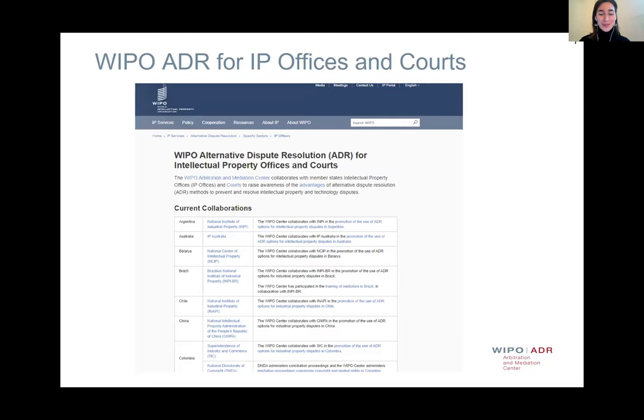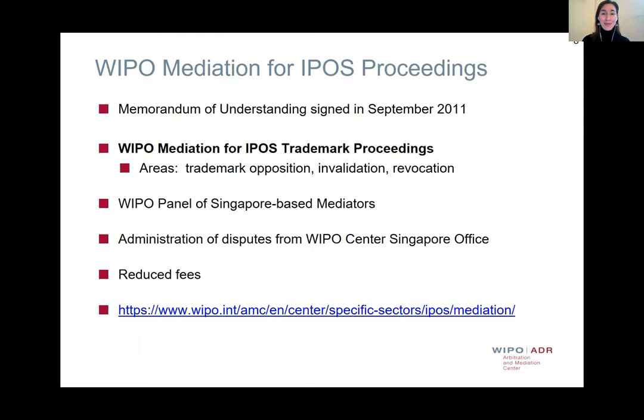And so because we're part of WIPO, we also collaborate with an increasing number of intellectual property offices as well as courts. Now the list is much longer than that. This is just the beginning of the list. And IPOS, the IP office in Singapore, was actually the first collaboration that we have had, since 2011. And together with IPOS, we have developed a WIPO mediation option for proceedings before IPO. So for example, if you are involved in a trademark proceedings before IPO, you have the option to resolve the dispute through WIPO mediation. So then we have developed also some Singapore-based mediators.